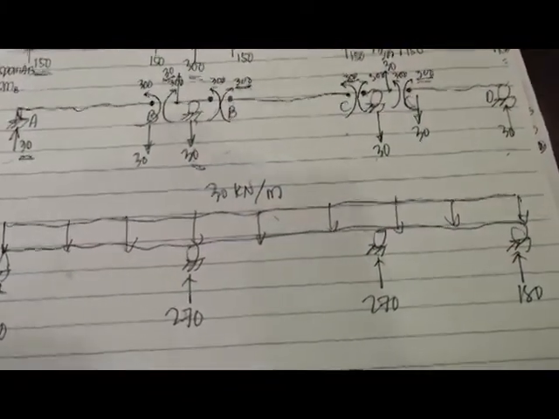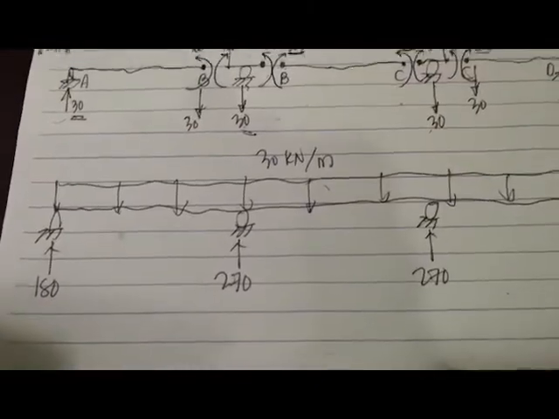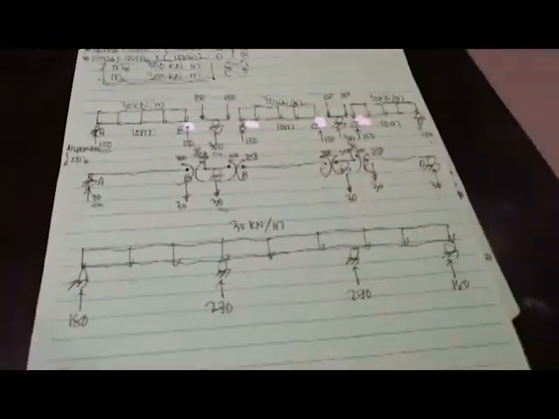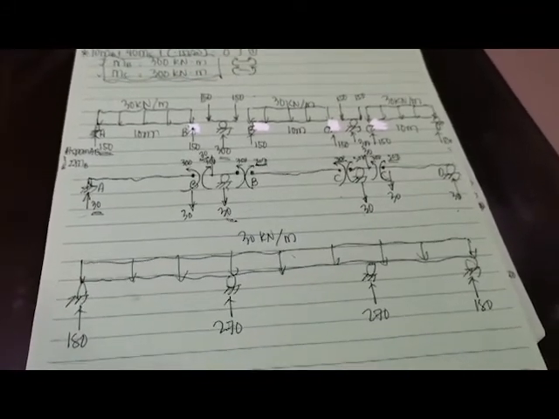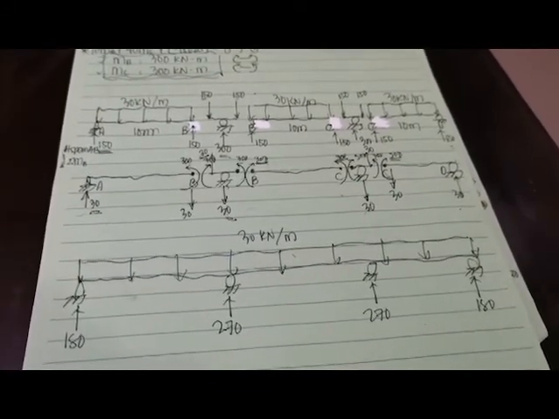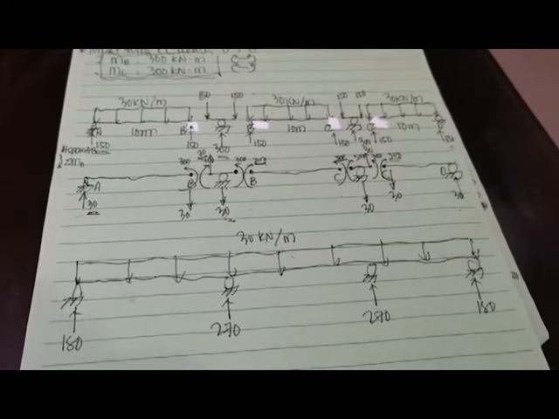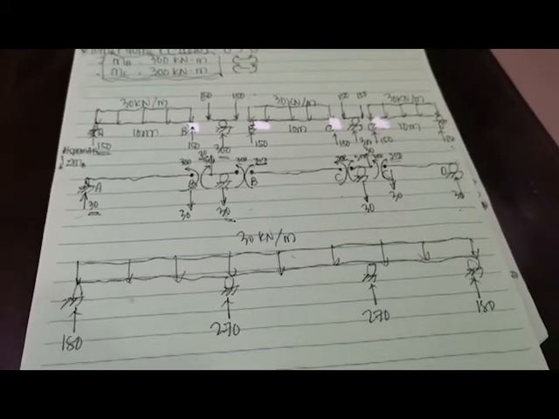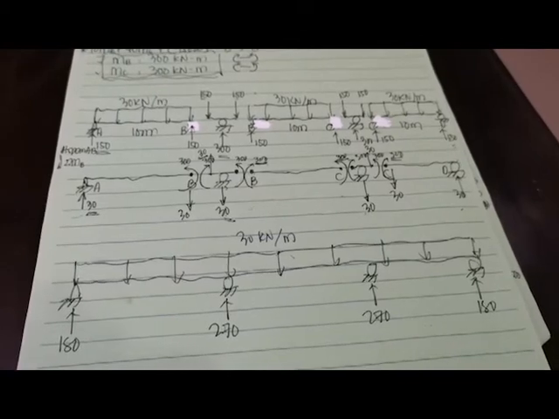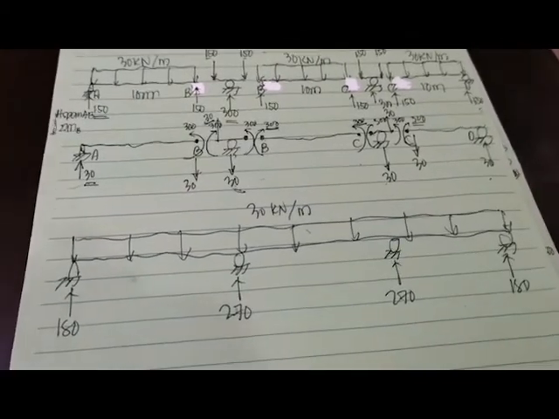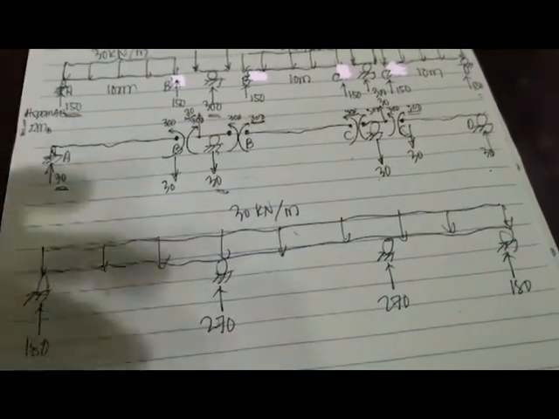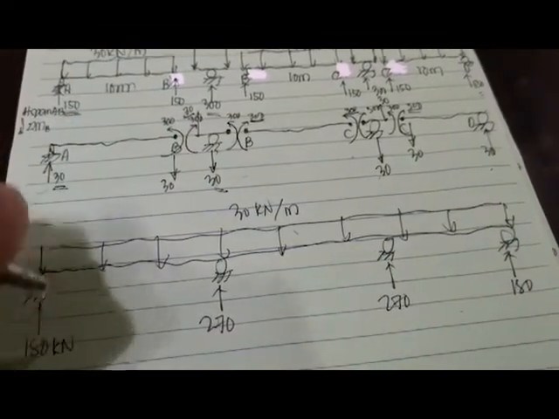You can check that by doing summation of forces upward is equal to 0. 180 plus 270 plus 270 plus 180 minus 30 times 3 times 30. That is equal to 0. So therefore, all our reactions are correct.